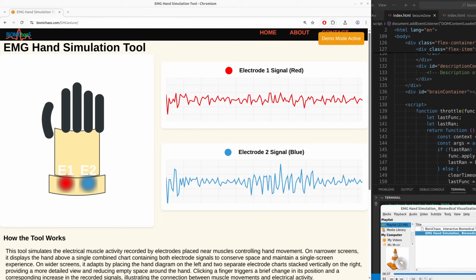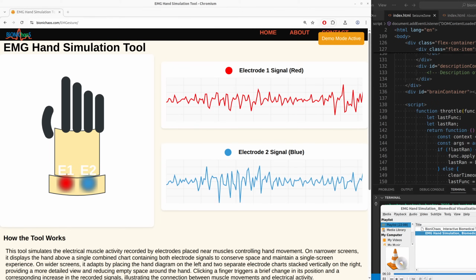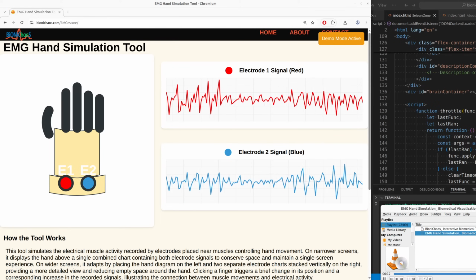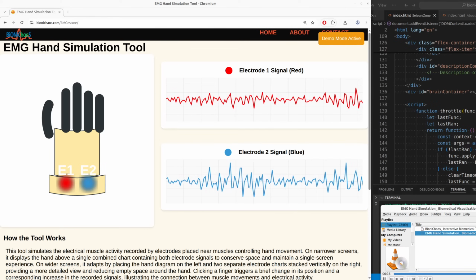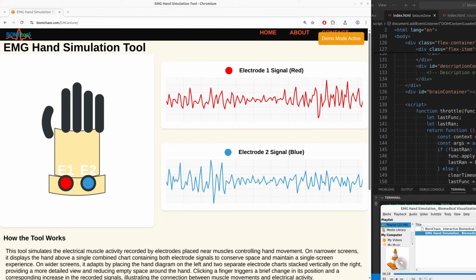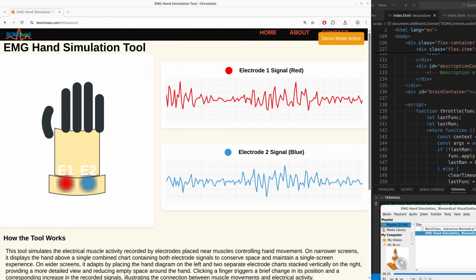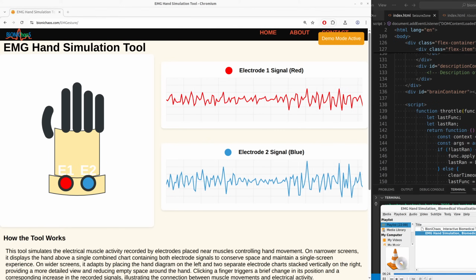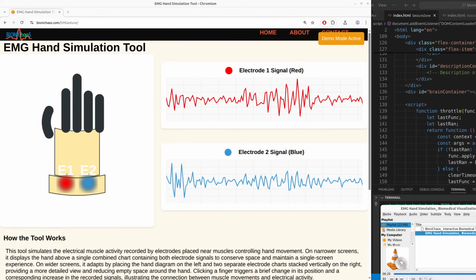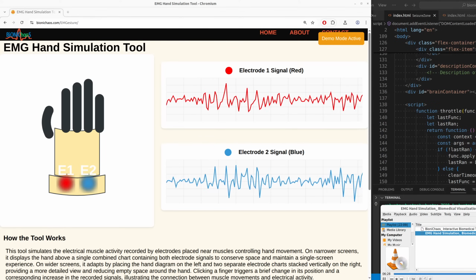Right. But this brings up a critical point you touched on earlier. This is not real medical data, right? Absolutely not. And that's probably the most important takeaway here. The purpose of this detailed simulation, the patterns, the noise, it's all geared towards one thing: providing an intuitive, accessible introduction to the principles of EMG. It's purely for education. Right.